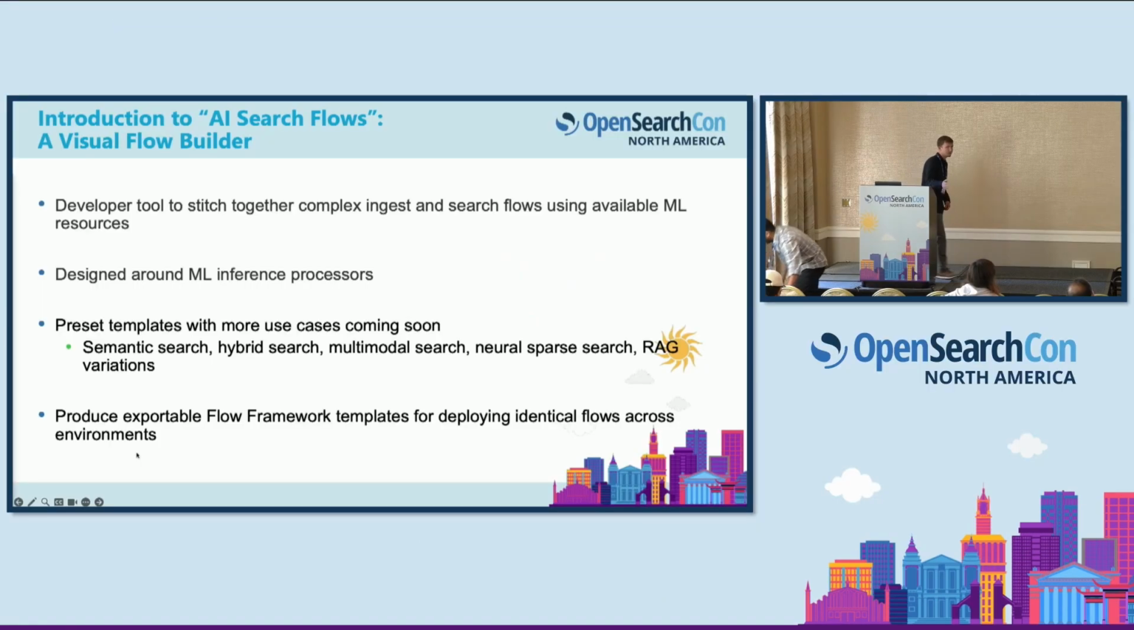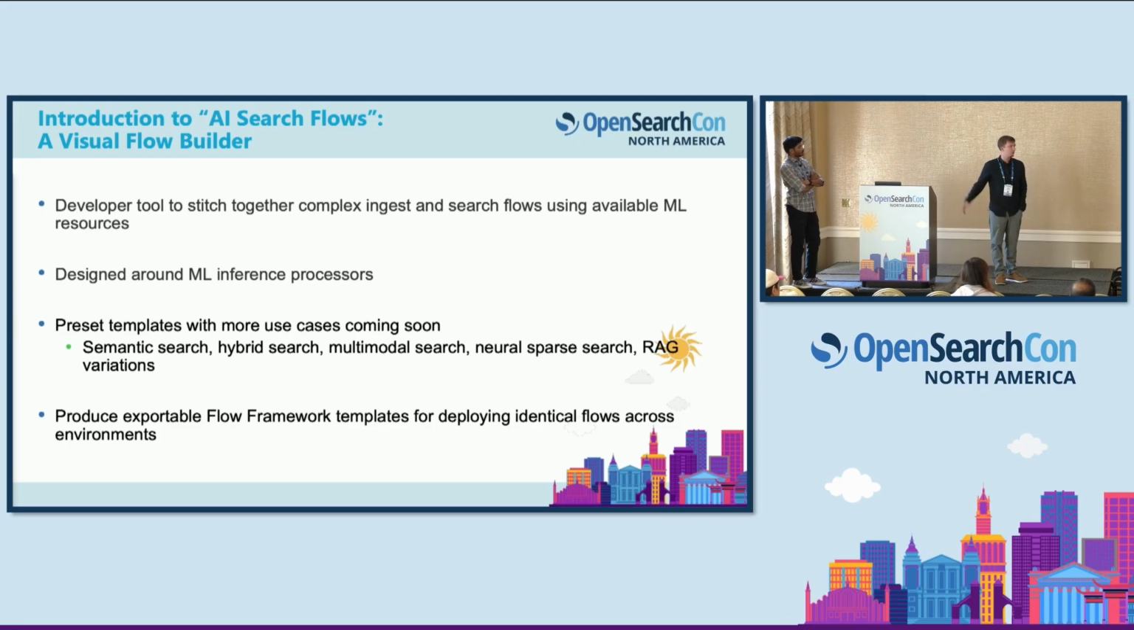Cool. Yeah, thanks, Owais. Those are the high-level fundamental pieces that make up how we can build on top of that on a UI. So I'll be discussing AI Search Flows, which is the visual flow builder built on top of this flow framework plugin. The main focus of this plugin is to be a developer tool to help stitch together your complex ingest and search flows using available ML resources.